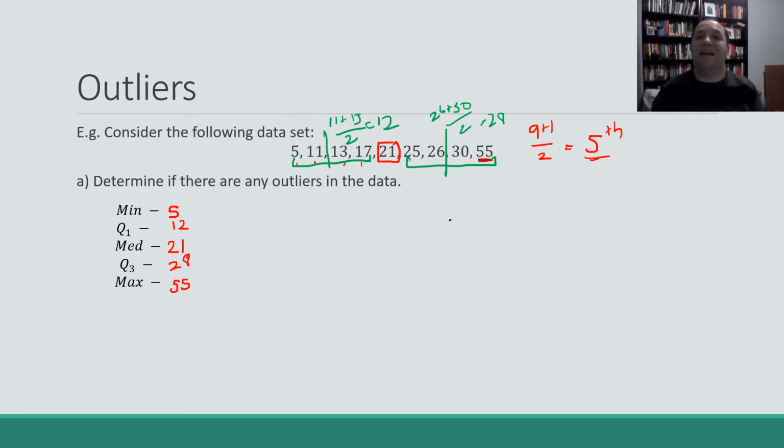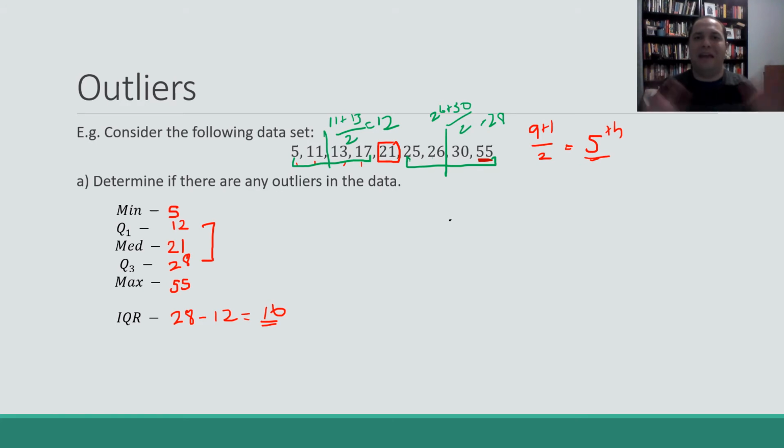Right, and then to find the limits of where our outliers can be, or what's considered not an outlier, we need to find our interquartile range. So that's our next step. So our interquartile range will be the difference between our first and third quartiles. 28, subtract 12, our interquartile range is 16.